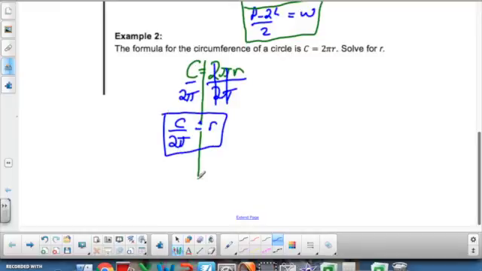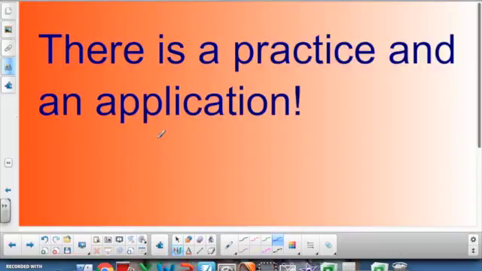And that's all there is to literal equations. Let me know if you have any questions. There is both a practice and an application for this particular lesson, so make sure that once you finish your practice, you go back and do your application.